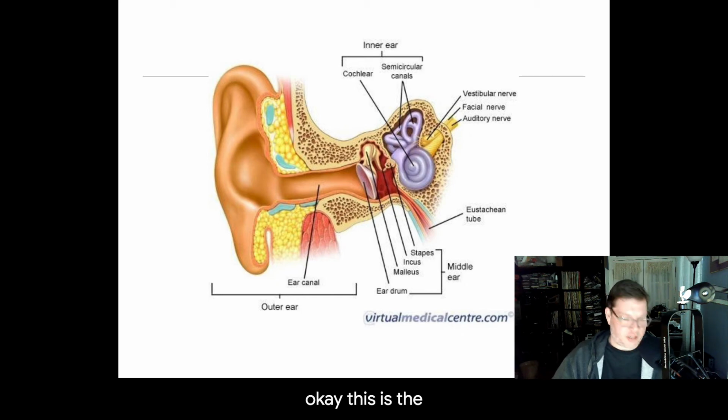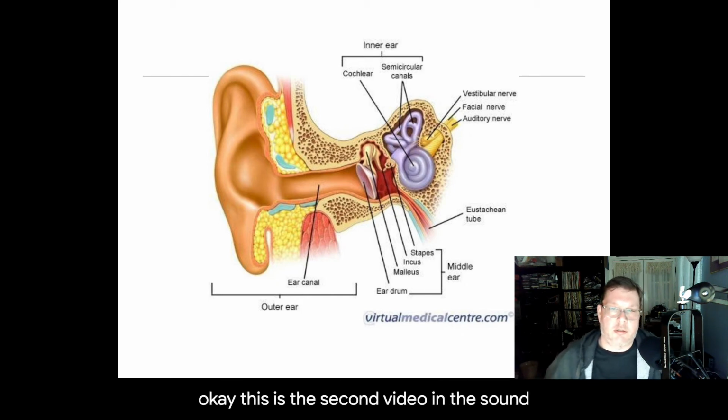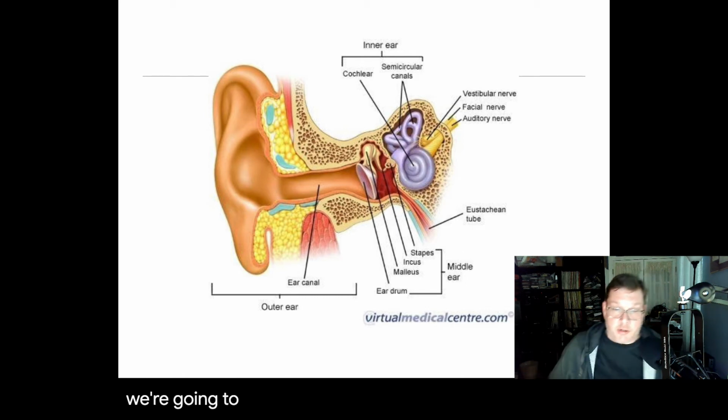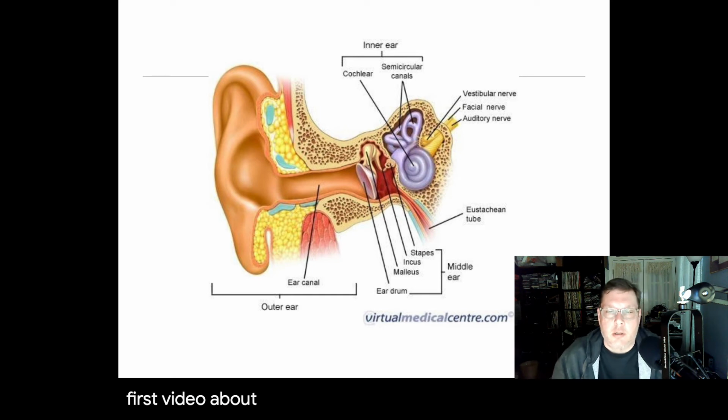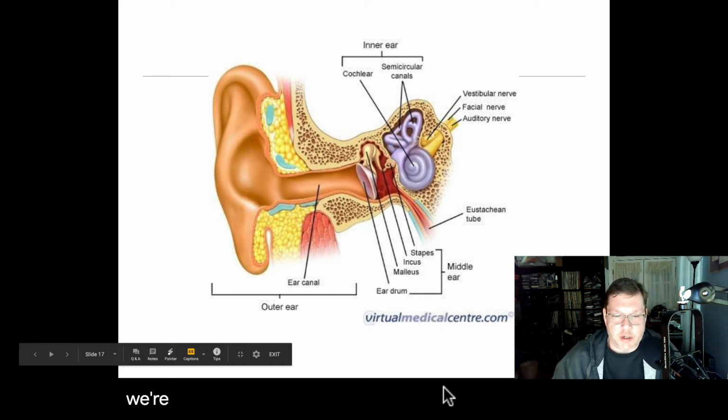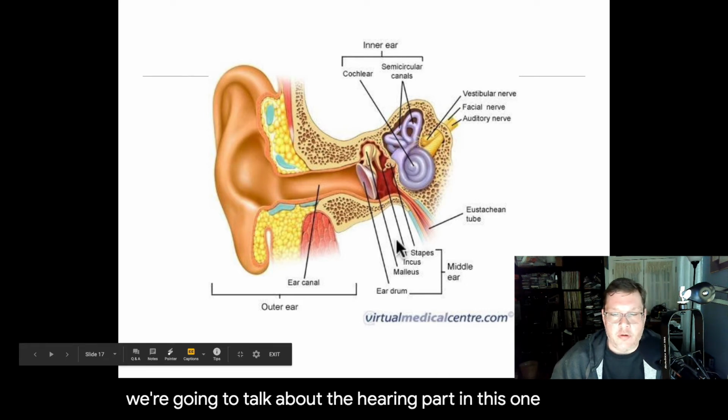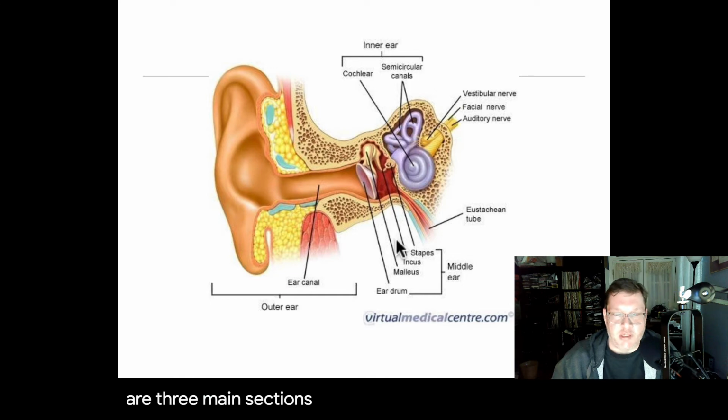Okay, this is the second video in the sound sequence, and we're going to talk about hearing. We talked in the first video about the vibration and propagation of waves, so we're going to talk about the hearing part in this one. There are three main sections of the ear: the outer ear, the middle ear, and the inner ear.